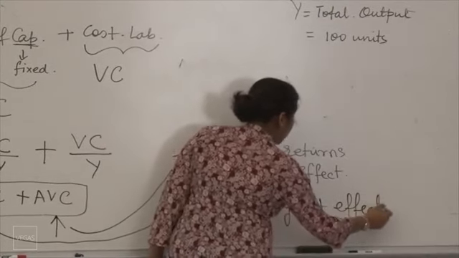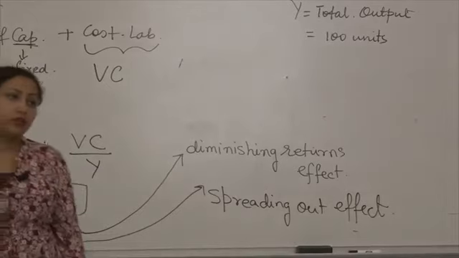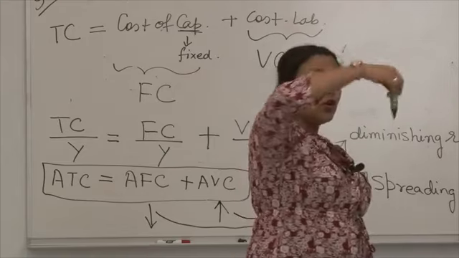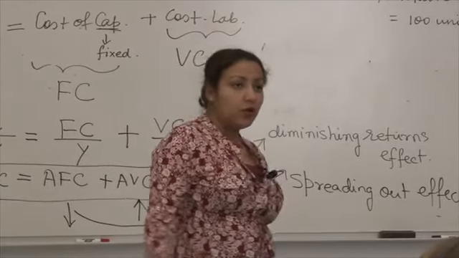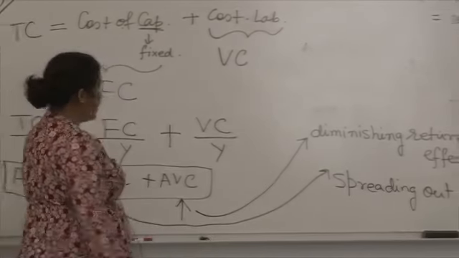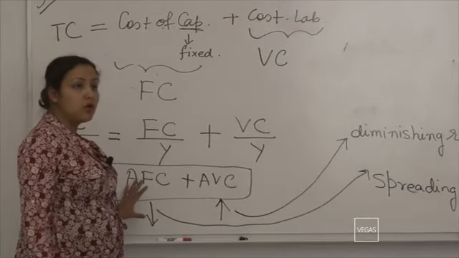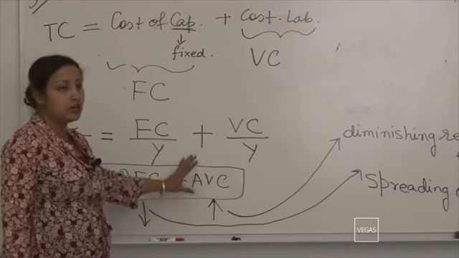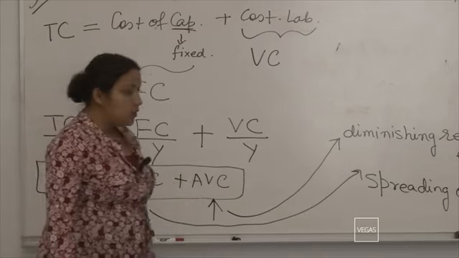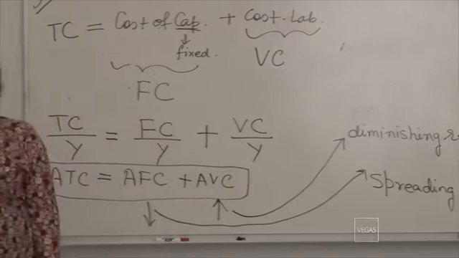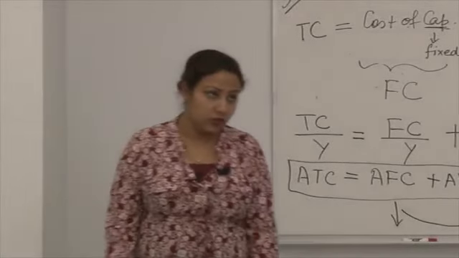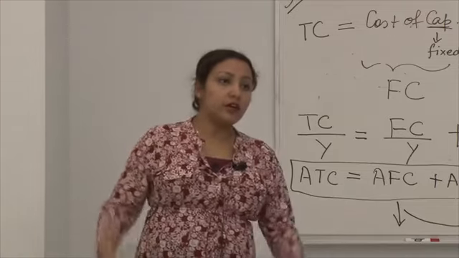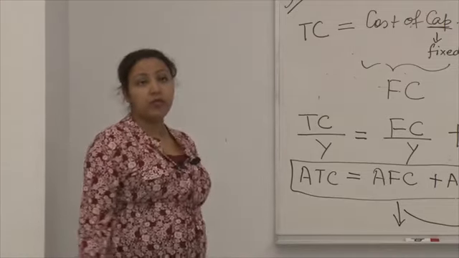Please note that these two effects can never be in the same direction. Only the AFC falling, the decrease in AFC as Y increases, that part is called the spreading out effect. And the increase in AVC as Y increases is called the diminishing returns effect. These two effects will always be in opposite directions. That means while the spreading out effect is causing a decrease, the diminishing returns effect is causing an increase. They can never be in the same direction.